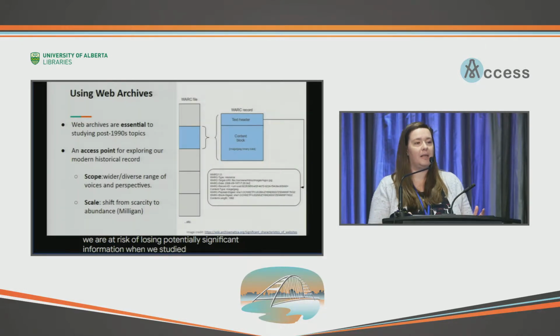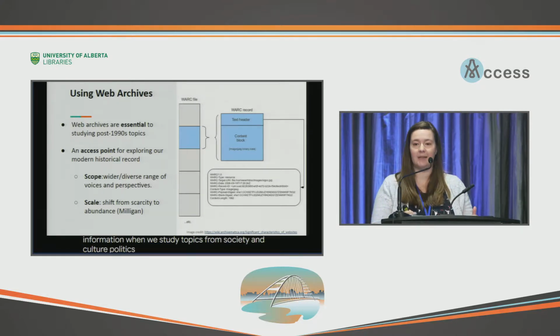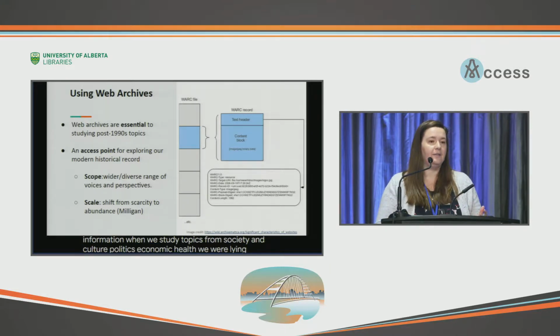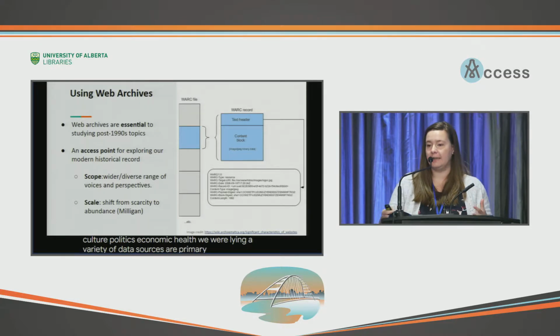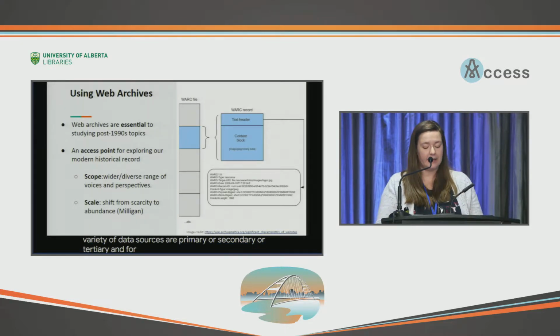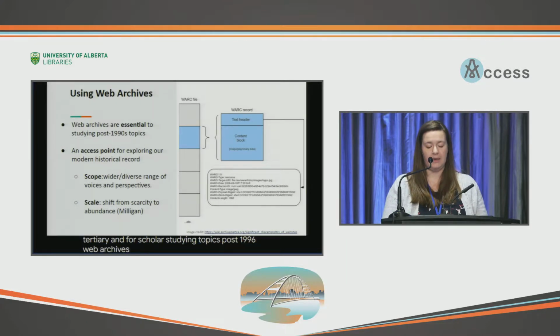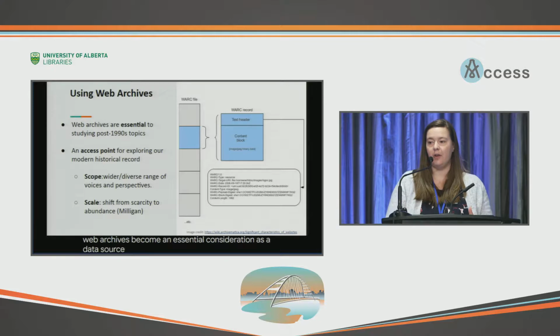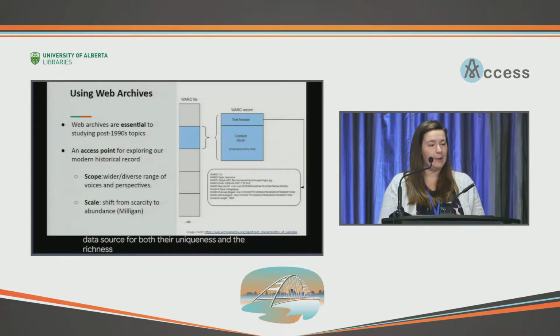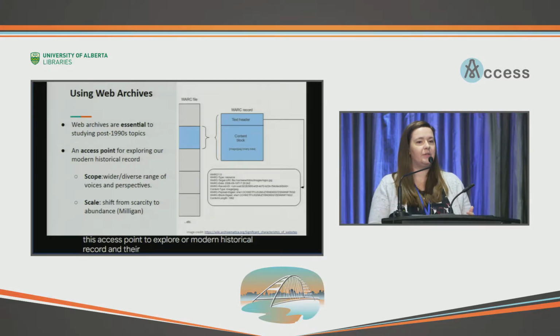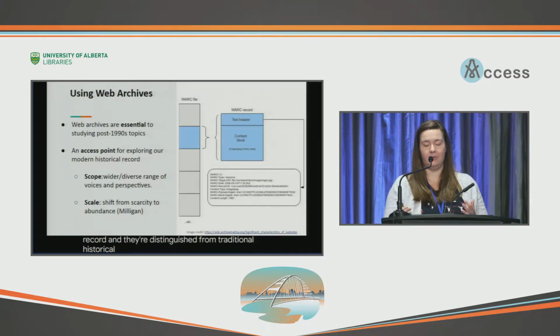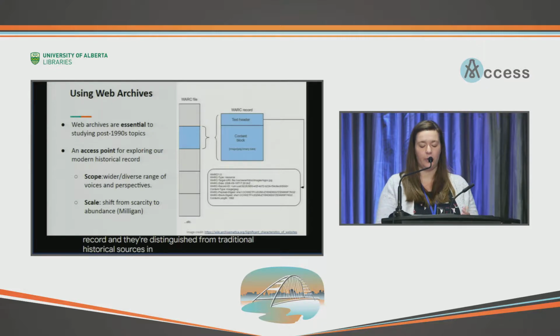When we study topics from society and culture, politics, economic health, we rely on a variety of data sources, be they primary or secondary or tertiary. And for scholars studying topics post-1996, web archives become an essential consideration as a data source for both their uniqueness and their richness. And so, in essence, web archives become this access point to explore our modern historical record. And they're distinguished from traditional historical sources in both scope and scale.